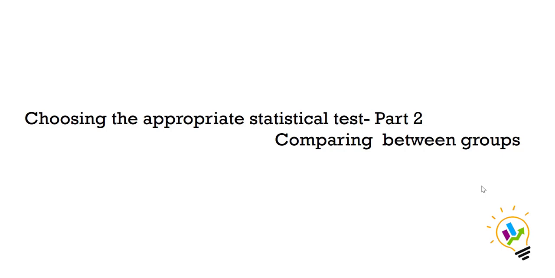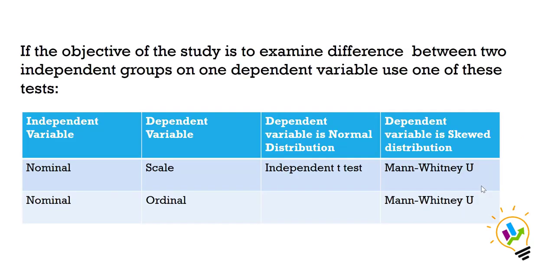In this video, we will discuss choosing the appropriate statistical test, that is, comparing between the groups. Now, if the objective of the study is to examine the difference between two independent groups on one dependent variable, we can use the following tests. Please understand here, we are going to talk about comparing the groups. If you have an independent variable which is nominal data, you must see how many levels or how many groups that independent variable is having.